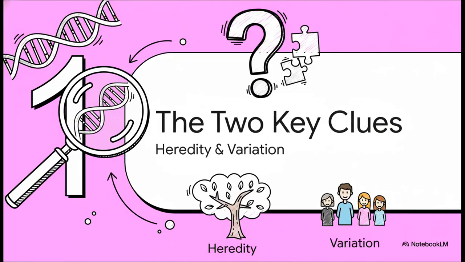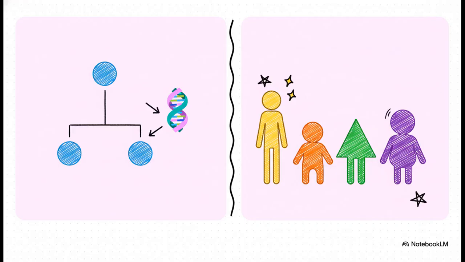To understand this, we need to learn about two fundamental concepts in biology. The first one is called heredity, and the second is variation. Let's dive into this and see what they mean. So on one side, we have heredity, which is responsible for making us similar to our parents. And on the other side, we have variation, which is what causes all the differences we see. They are like two sides of the same coin.